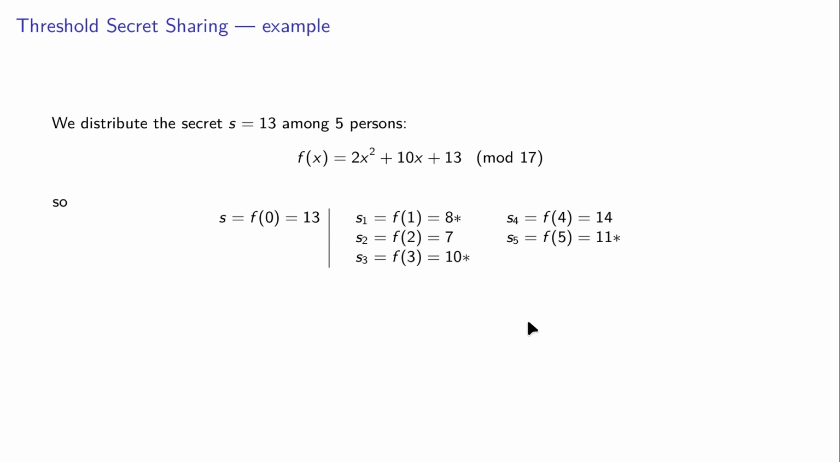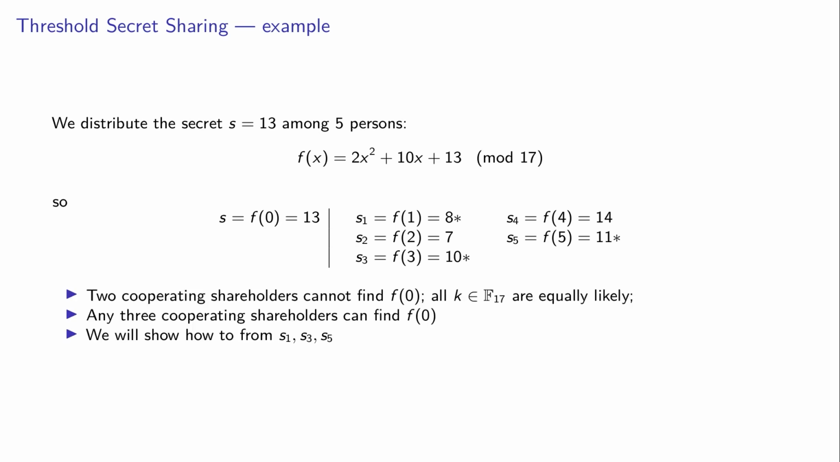We'll be doing this in 2 different ways, which is interesting for various reasons. But just before we do that, 2 cooperating shareholders cannot find f of 0. All possible values in the finite field are equally likely. This is a property that is true over a finite field and is not true over the field of real numbers. Any 3 cooperating shareholders can find f of 0, and we will show this now with participants 1, 3 and 5.